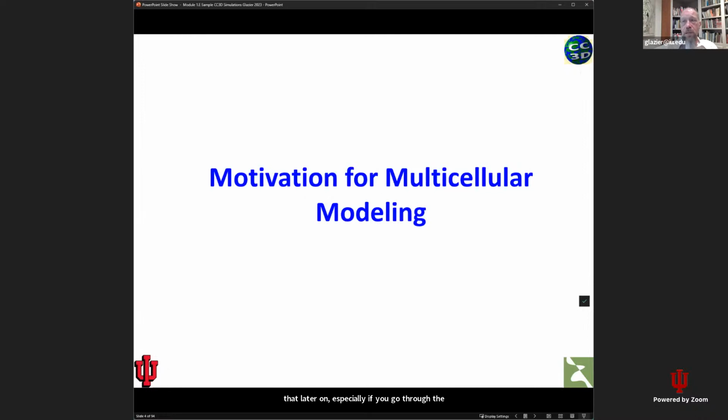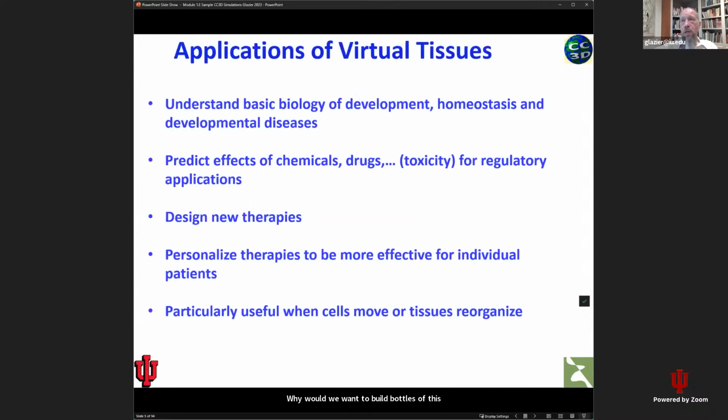Why would we want to build models of this kind at all? Well, we might want to understand the basic biology of the phenomena of development, maintenance, or disease. We might want to be able to predict the effects of chemicals, either toxins or drugs that we're using to treat diseases. We might want to be able to design new therapies. We might want to be able to personalize therapies for individuals. This kind of modeling is used in some situations to do personalized treatment.